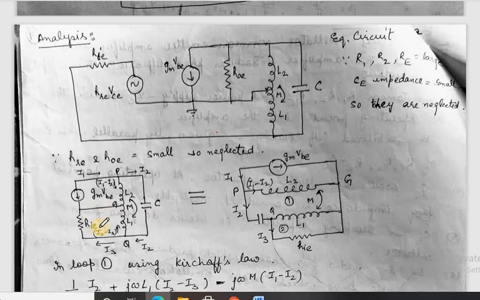Now here we'll be taking the current. Here see, I1 is going, I2 is going here, and in this loop we have I1 minus I2, and then here I2 comes back, it divides into 2, here I2 minus I3 goes and I3 goes here, and finally they all combine. This is the general current diagram.